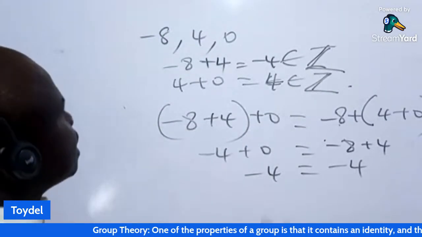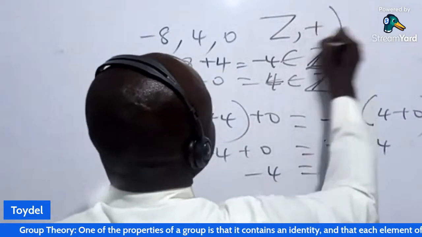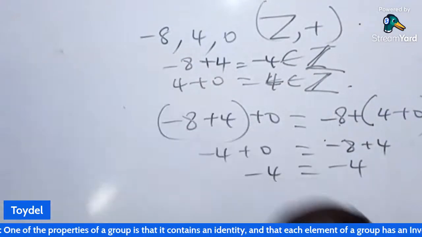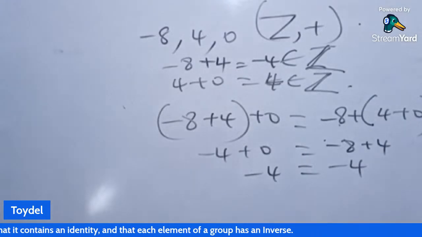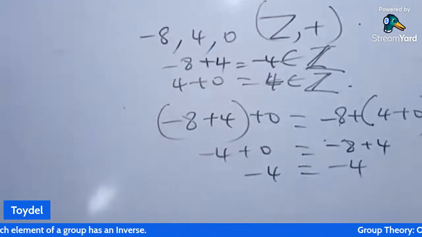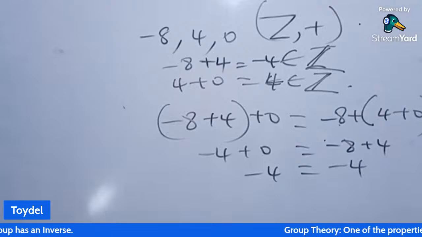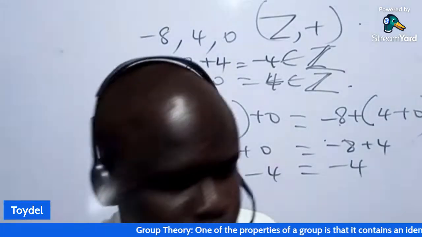So that simply means that integers under addition is a semigroup. Integers under addition is a semigroup because we are able to show the two properties. So that is that about a semigroup.